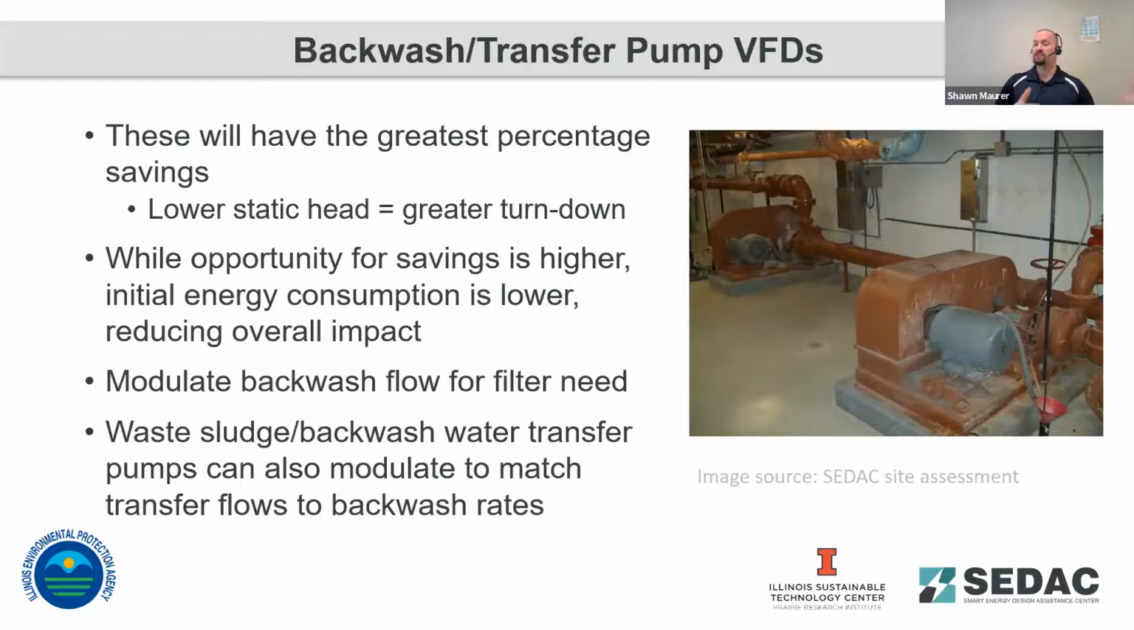But transfer pumps are something that typically larger plants have, not really seen a lot in smaller plants. You might have a lift station lifting backwash water into a sewer main. But for larger plants that might discharge sludge to a lagoon facility or something like that, there may be a VFD opportunity there. Run the pumps at a slower speed, draining out backwash instead of running it at a high rate and cycling on and off. That could be beneficial for you.